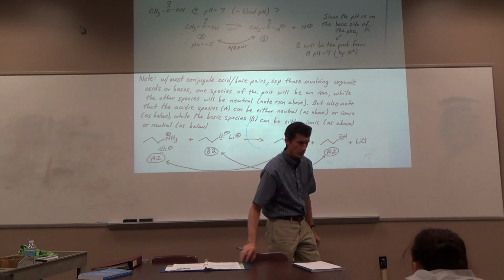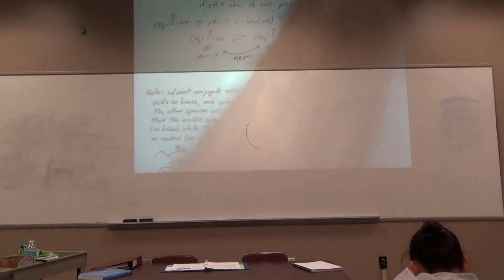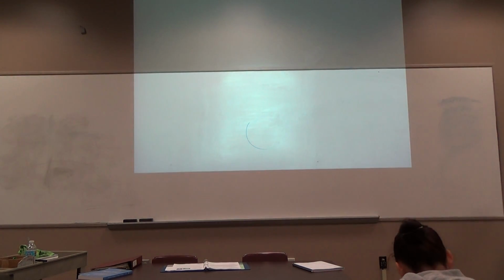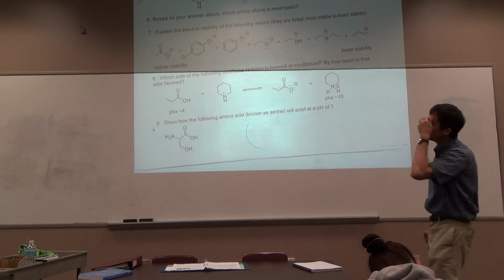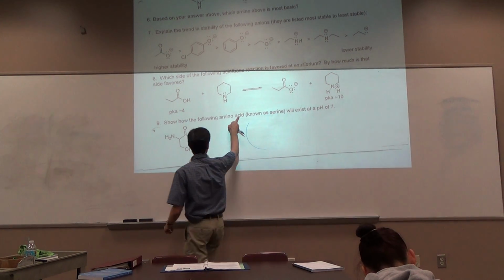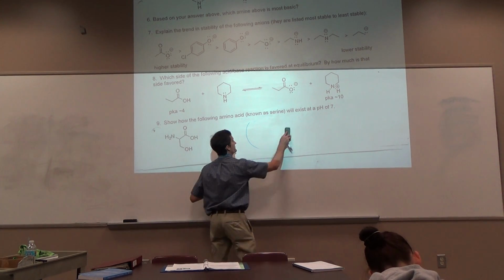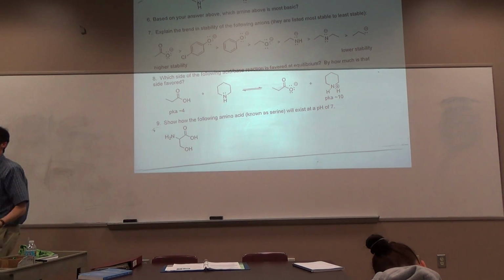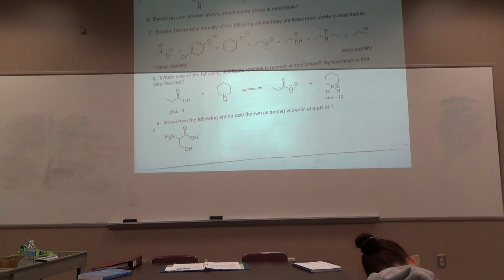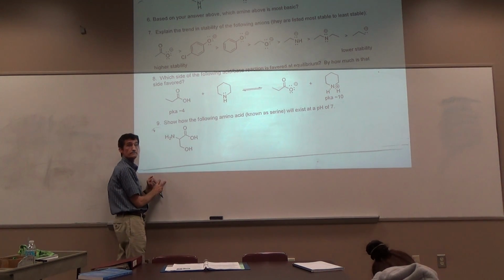What we can do, I think on the warm-up there's one that, did somebody ask about this one? Yeah. That's on the warm-up page, down at the bottom, number 9: show how the following amino acid, serine, will exist at a pH of 7. That happens to be the same pH in our example. I could have said pH of 12 or 1. Okay?